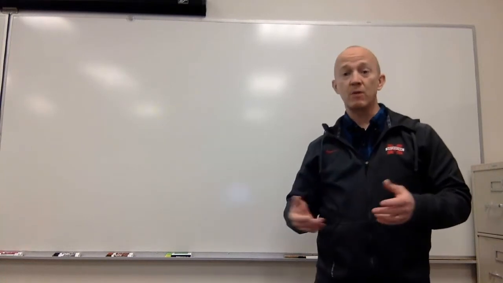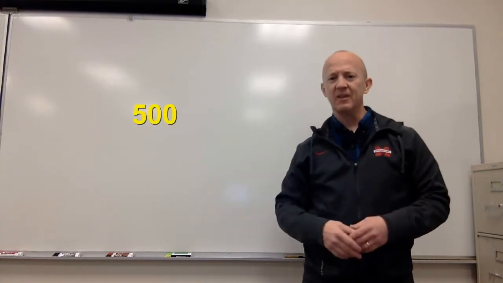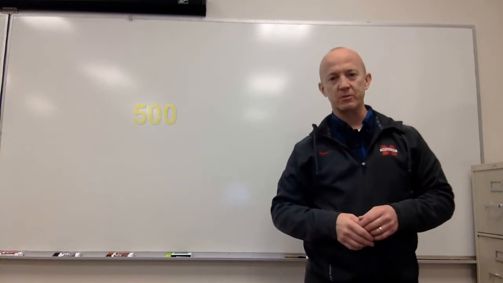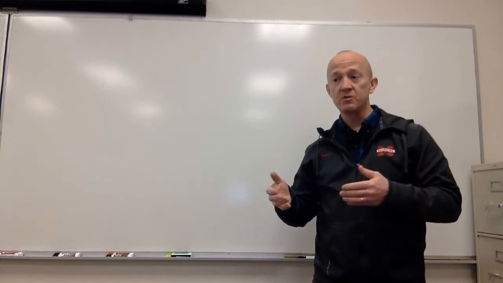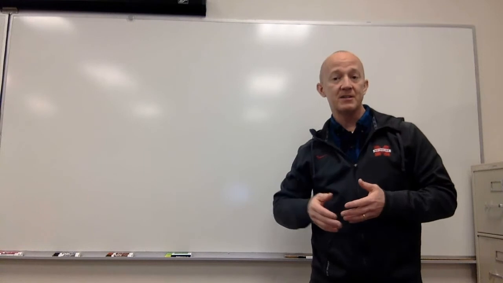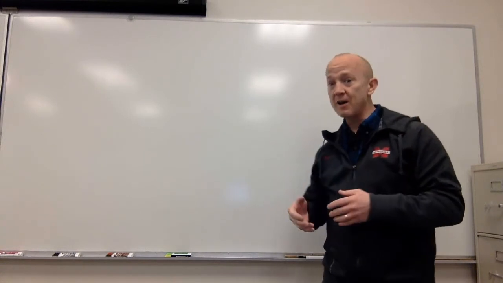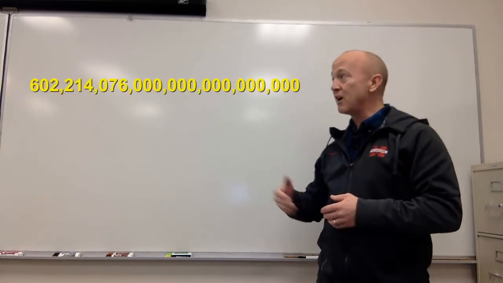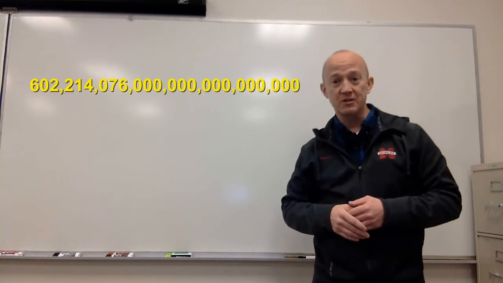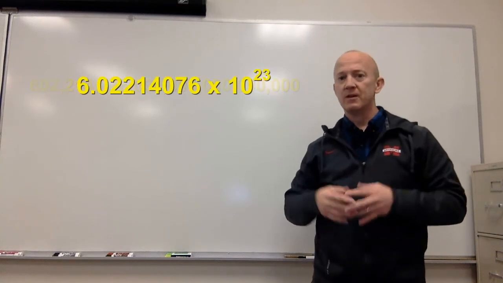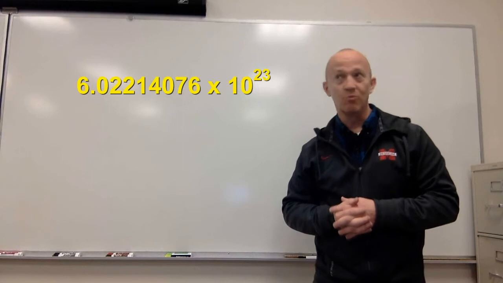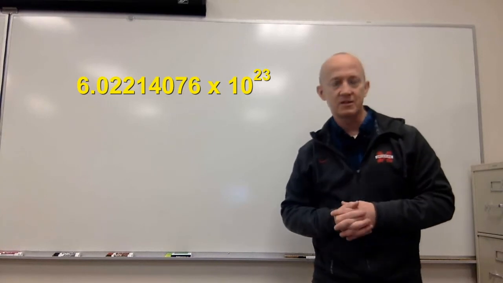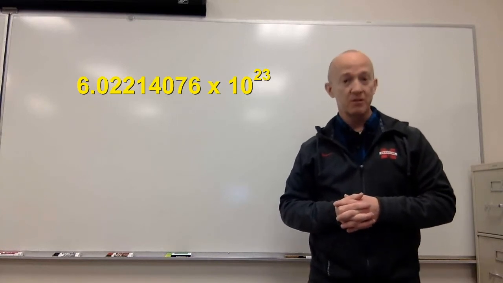A ream represents 500 of something. Usually we talk about paper in those terms. So just like those other terms, the term mole has an equivalent amount. That amount for us is 6 followed by 23 digits. To put it in scientific notation, 6.022140076 times 10 to the 23rd power.